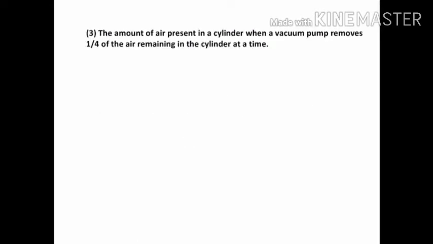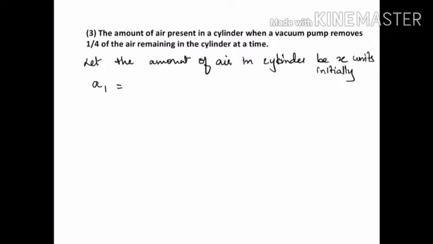Let's find whether the third situation is an AP or not. The amount of air present in a cylinder when a vacuum pump removes 1/4 of the air remaining in the cylinder at a time. Let the cylinder have x amount of gas in it initially. So the first term will be x units.